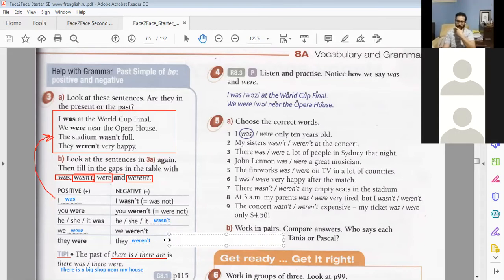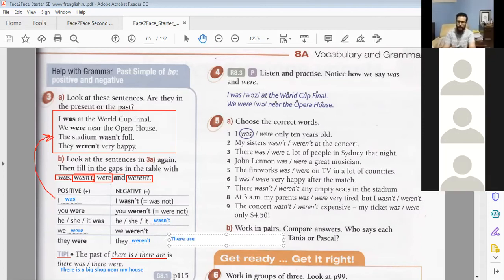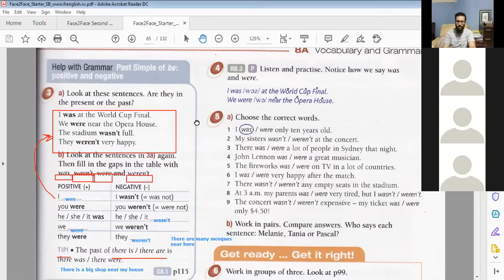So think about any plural places. There are... Okay. Yes. Many mosques. Many mosques. Near here. Very good. So what does this example mean, Manal, in your opinion? There are many mosques near here.